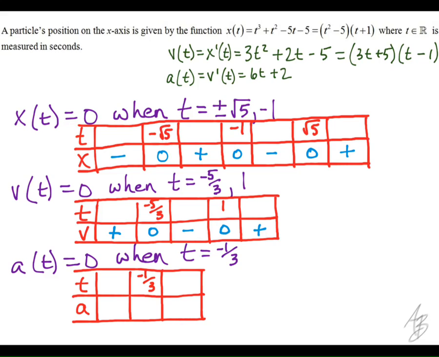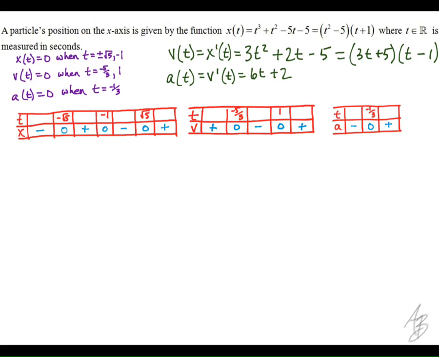And moving on to acceleration, we know the acceleration is 0 at negative 1/3. And it's fairly simple to check regions here. Plugging in a large negative number, we get a negative to the left of negative 1/3, and we get a positive to the right of negative 1/3.